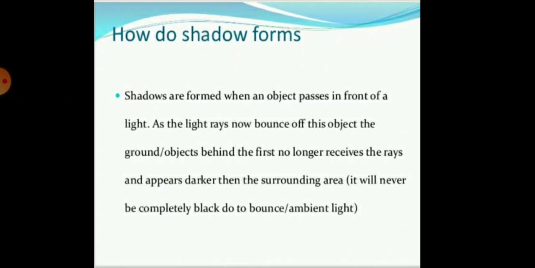And children, the next topic is the shadow. Shadows are formed when an object passes in front of a light, and as the light rays bounce off this object, the ground behind it no longer receives the rays and appears darker than the surrounding area. So we can say a shadow is a dark patch formed behind an opaque object when placed in the path of the light.